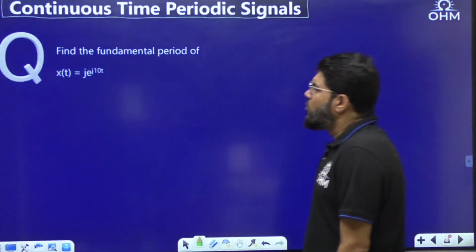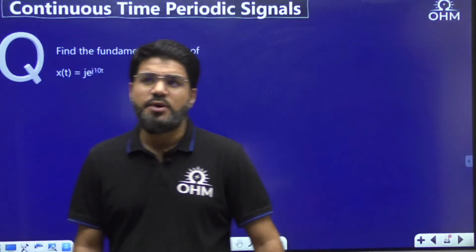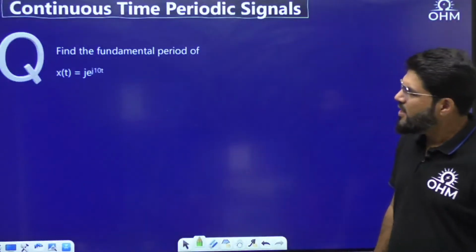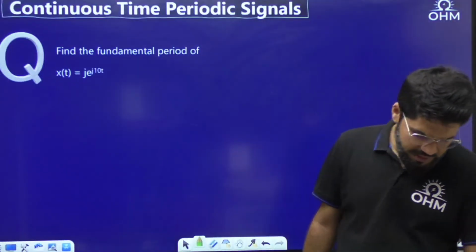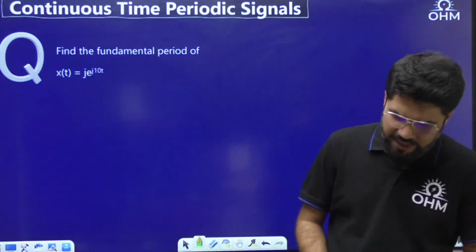What about the fundamental period of the signal x(t) equal to j e power j 10t? The signal j e raised to the power j 10t.